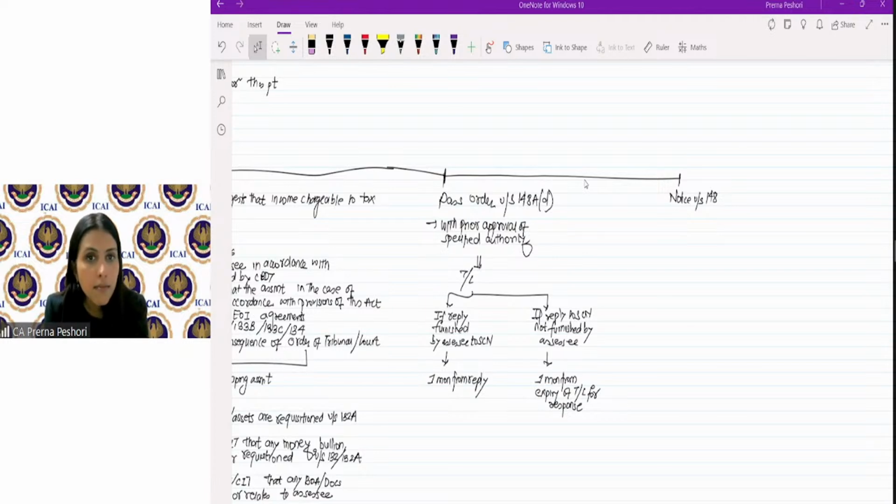Yes? Yes or no? Any questions? Any doubt? Any question? What is the difference between 148A and previous section? Which previous section you are referring to, Namrata? Do you mean 148?